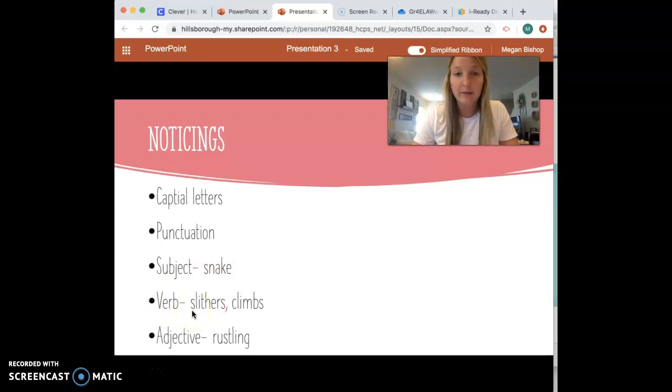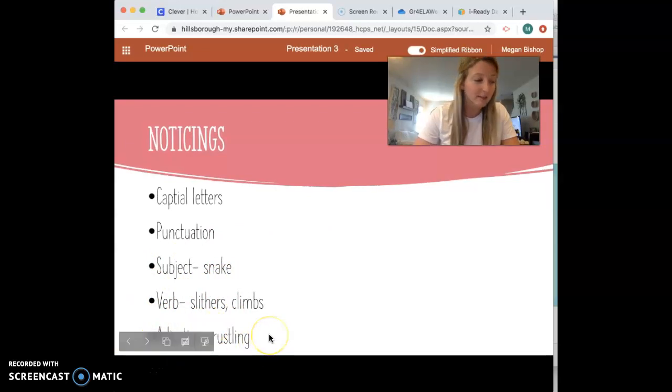Verbs. A verb is an action. A verb is something that you can do. So you can slither and you can climb. So the sentence said that the snake slithered and climbed. And then an adjective. An adjective is a word that describes something else. We had the adjective of rustling. It says rustling leaves. So the author is using the word rustling to describe the leaves.